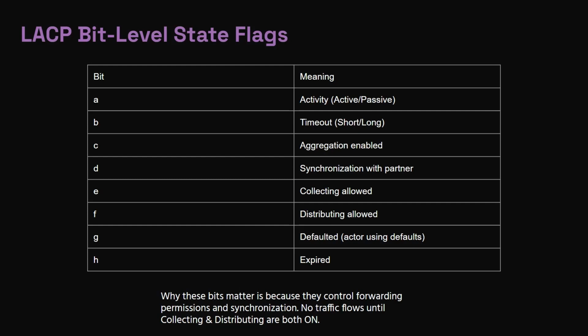So these bit level state flags are essentially used for your LSCP config, if you're doing active or passive, etc. And why these bits matter is because they control the forwarding permissions and synchronization. So no traffic flows until collecting and distributing are both on. In these bit state flags, you will see E and F. Those both flags have to be on for LSCP to work. Can you go to the next slide?